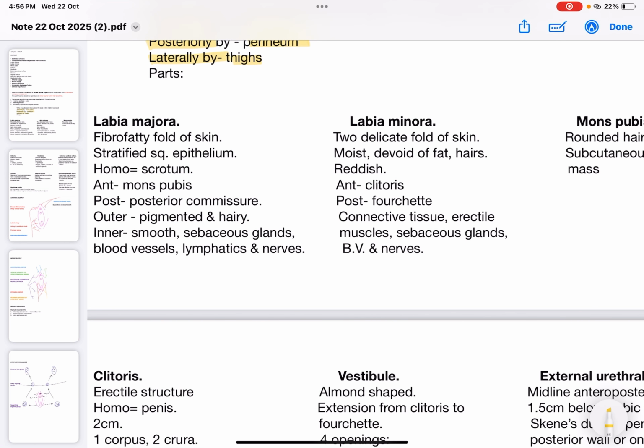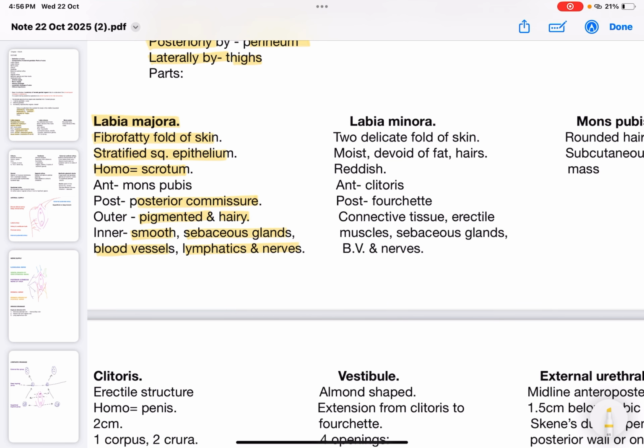First of all, it is labia majora. So, what is it? It is a fibrofatty fold of skin which is lined by stratified squamous epithelium, and it is homologous to the scrotum in males. Anteriorly, it is covered by mons pubis, and posteriorly, it forms posterior commissure. Outer area is pigmented and hairy, and inner area, which is smooth, has sebaceous glands, blood vessels, lymphatics, and nerves.